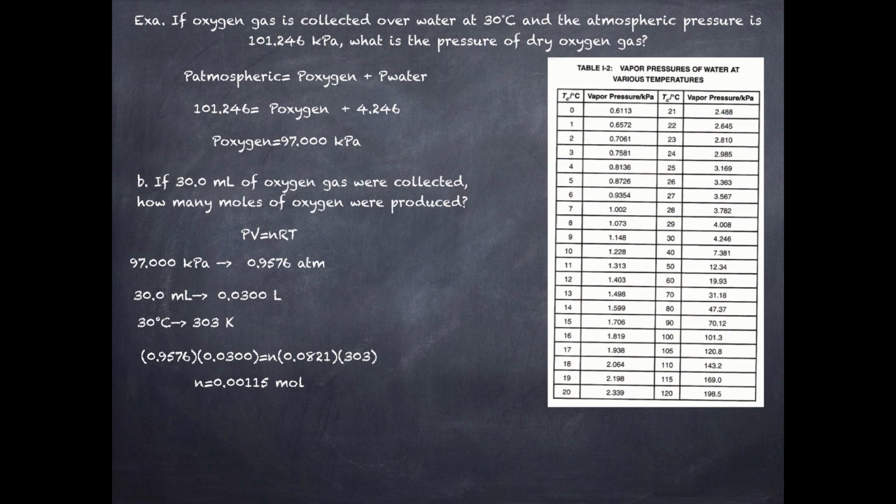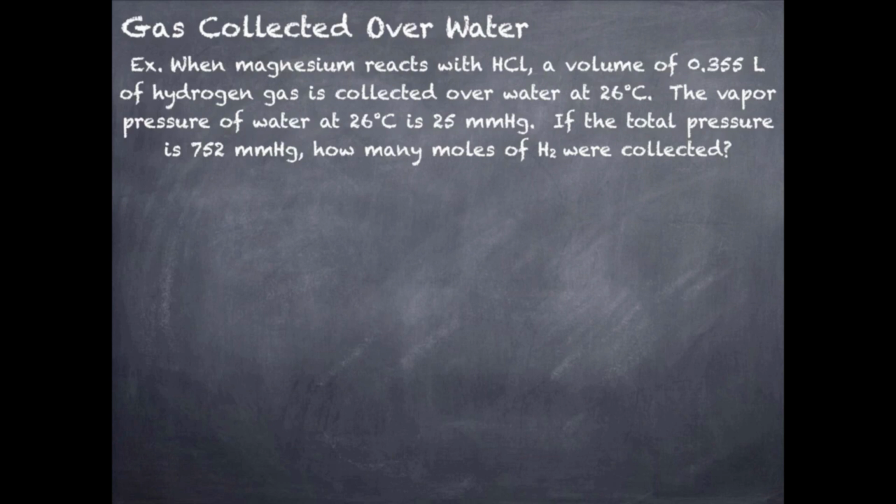So let's look at one more example. Okay, when magnesium reacts with hydrochloric acid, a volume of 0.355 liters of hydrogen gas is collected over water at 26 degrees Celsius. The vapor pressure of water at 26 degrees Celsius is 25 millimeters of mercury. If the total pressure is 752 millimeters of mercury, how many moles of hydrogen were collected?